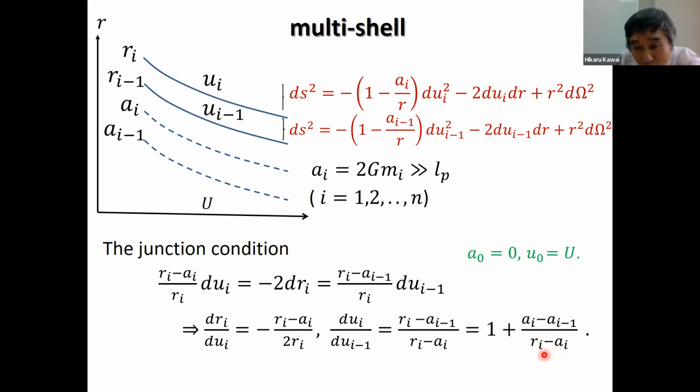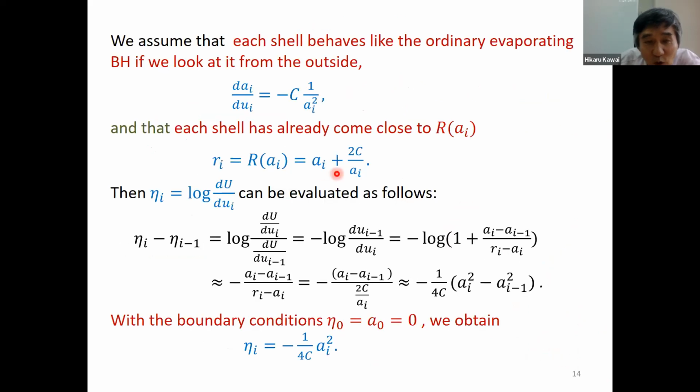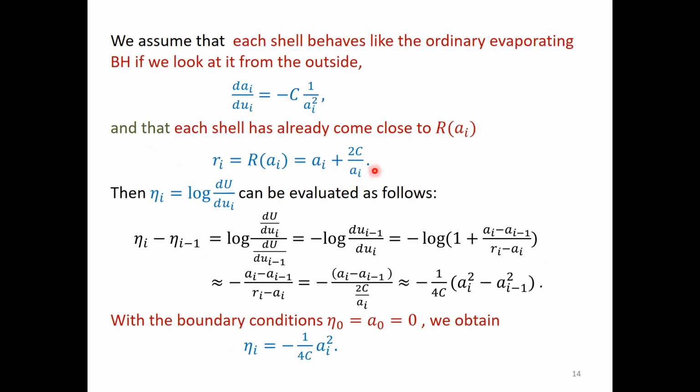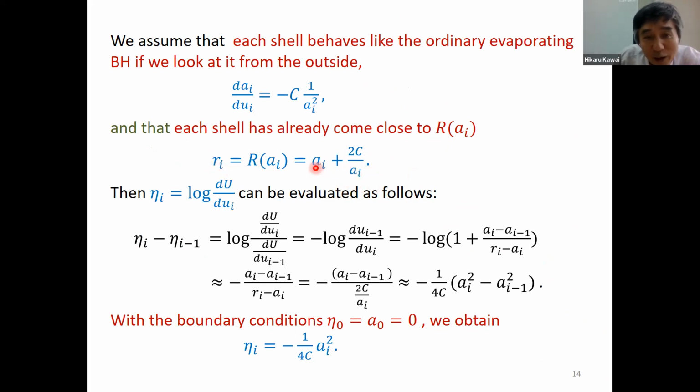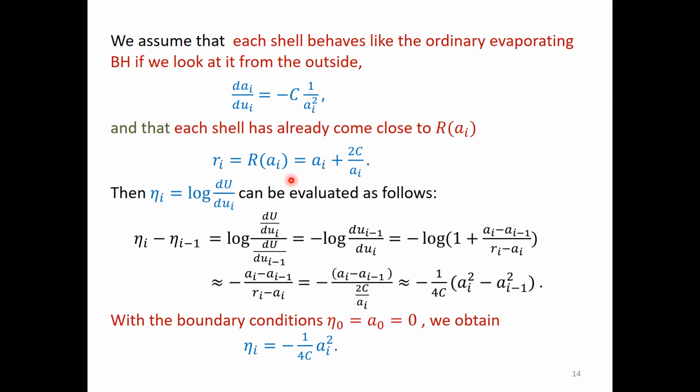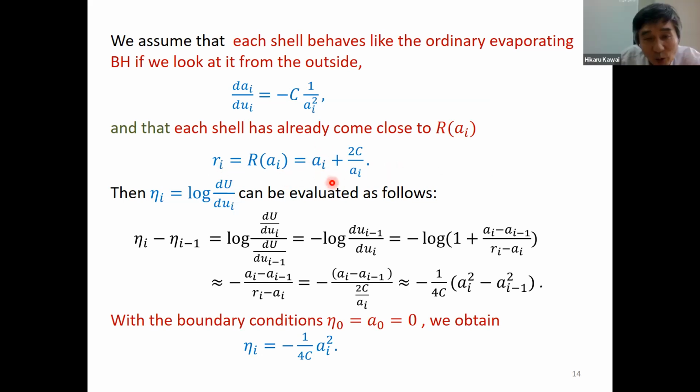On the other hand, R_i minus a_i is not small because of this. Okay. Is this coming from the assumption that it is behaving like an ordinary evaporating black hole? Yeah, right. But that's an assumption. So this is a very crucial point. So the shell never goes across; there's no shell crossing taking place in this multi-shell. The shell is always apart from the Schwarzschild radius by this amount.